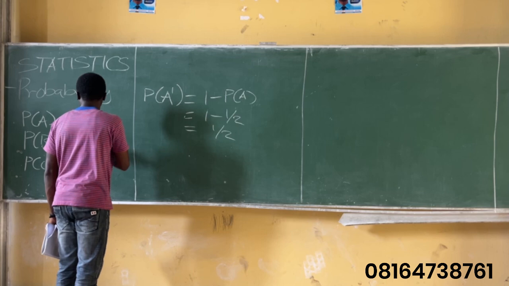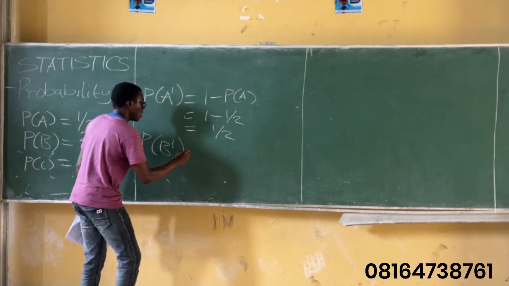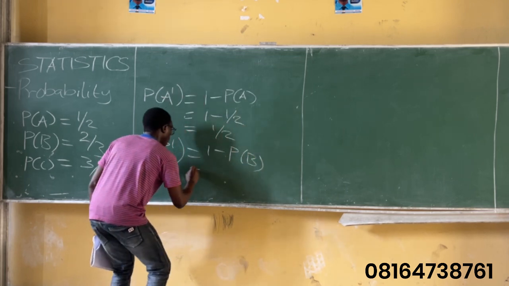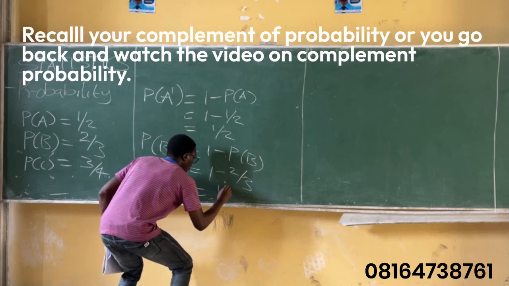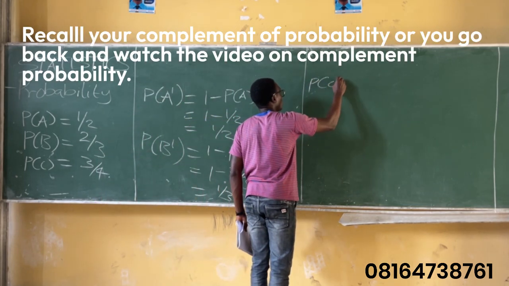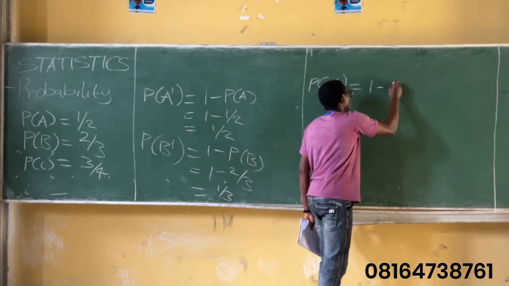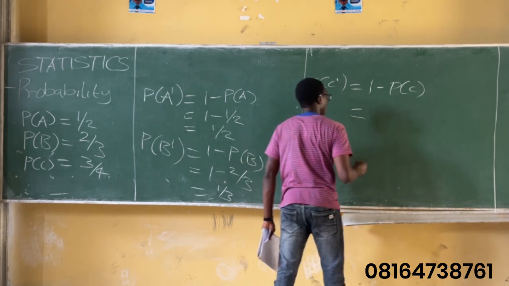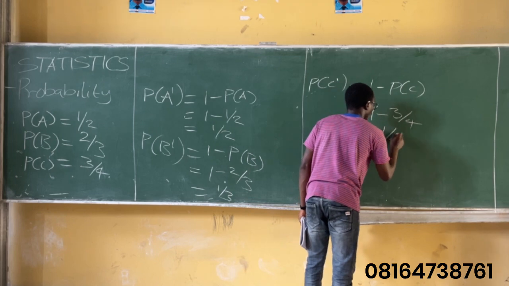Next, we find the complement of B. So we have that the probability of B complement equals 1 minus the probability of B, which equals 1 minus 2 over 3, which is equal to 1 over 3. For the probability of C complement, we have that this is equal to 1 minus the probability of C. This will be equal to 1 minus 3 over 4, which is equal to 1 over 4.